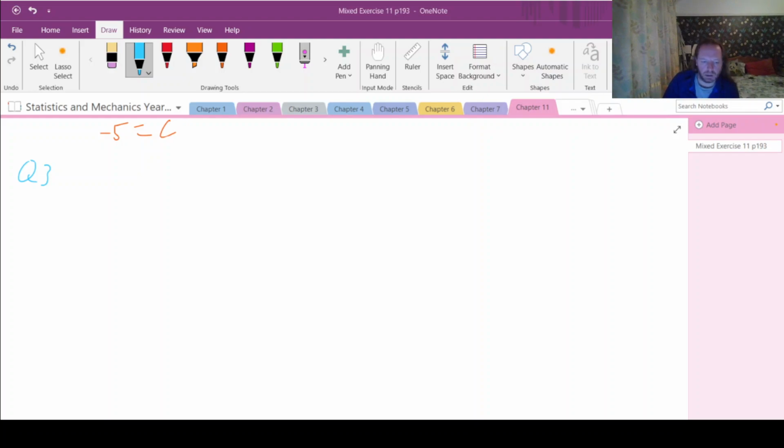Okay, here we are. Question 3, Stats and Mechanics, Year 1, Chapter 11. Particle P is moving on a straight line. At t equals 0, the particle is at point A and is moving with a velocity of 8 meters a second towards a point B on the line, where AB is 30 meters away.